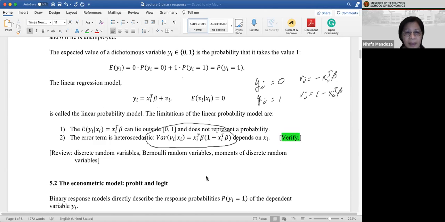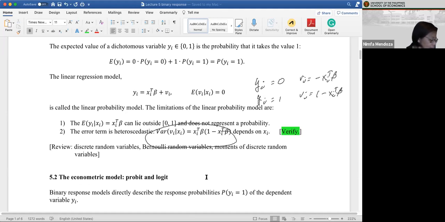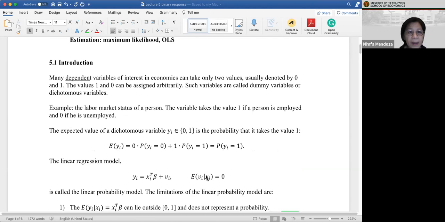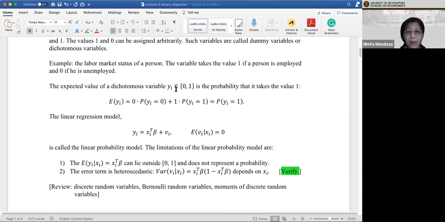So we have laid out the framework for the linear probability model. It's basically the linear regression model where the dependent variable is either 0 or 1.